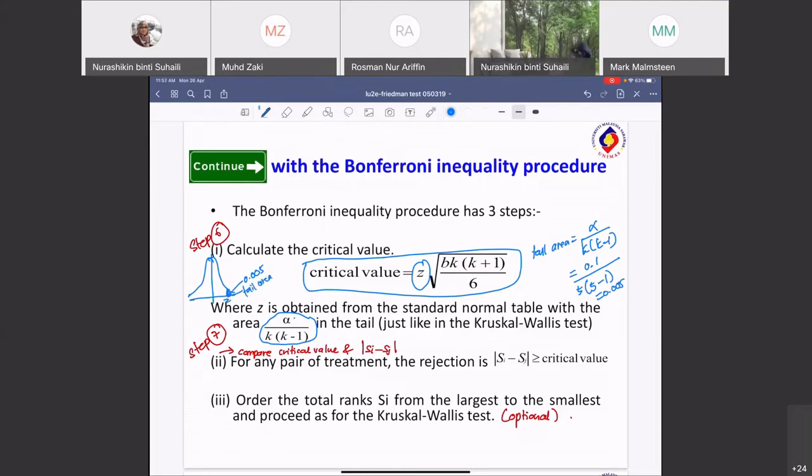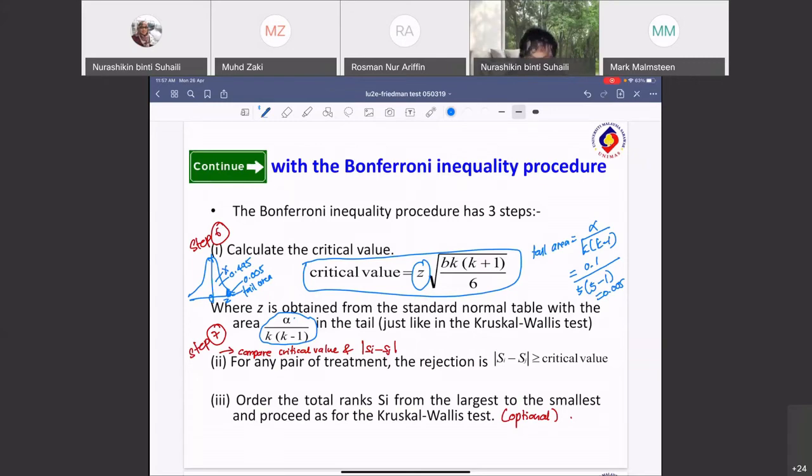But in order to find the Z value, you cannot depend on the tail area. You have to find the area from the 0 axis. So we know that the total area of half of the distribution is 0.5. So 0.5 minus 0.005 is, I hope you get what I mean here, is 0.495, the area. So based on that 0.495, you find the Z value.